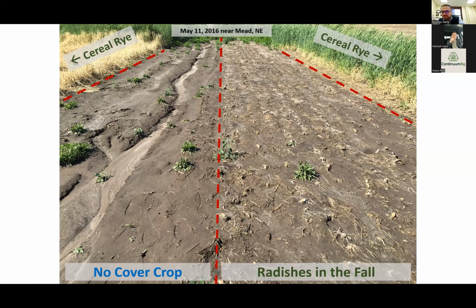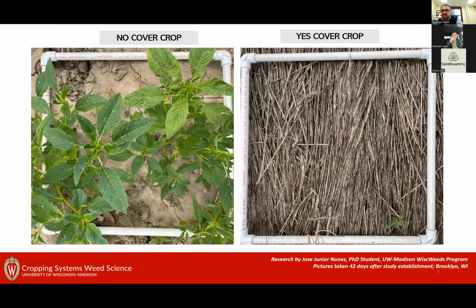Okay, so that was the first thing. Then I come to Wisconsin. Waterhemp is our biggest problem here, right? And my question at that time is, can we use cover crops to help us manage waterhemp? And what I was told when I first came is, look, our cover crops here, we're too far north.